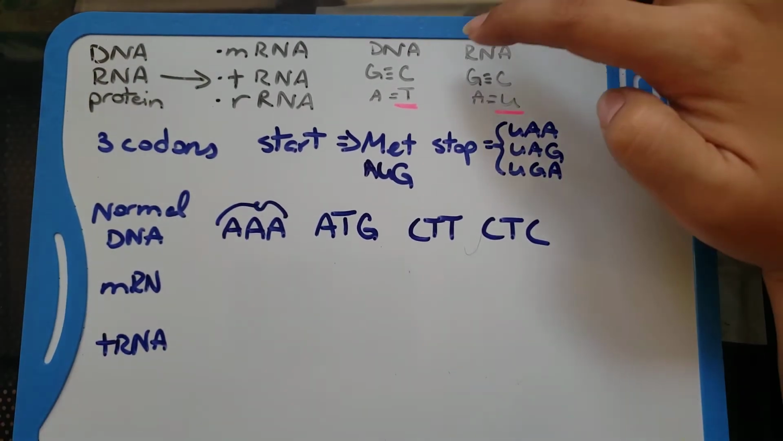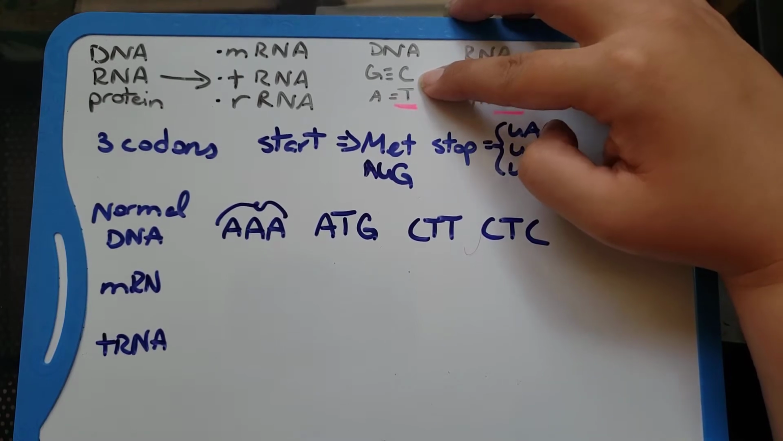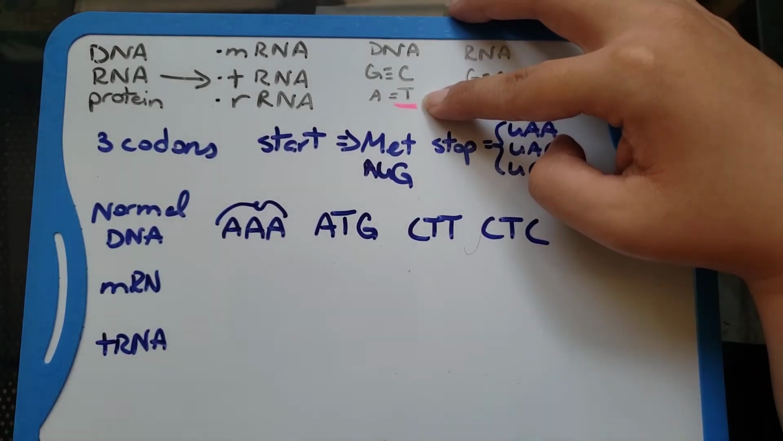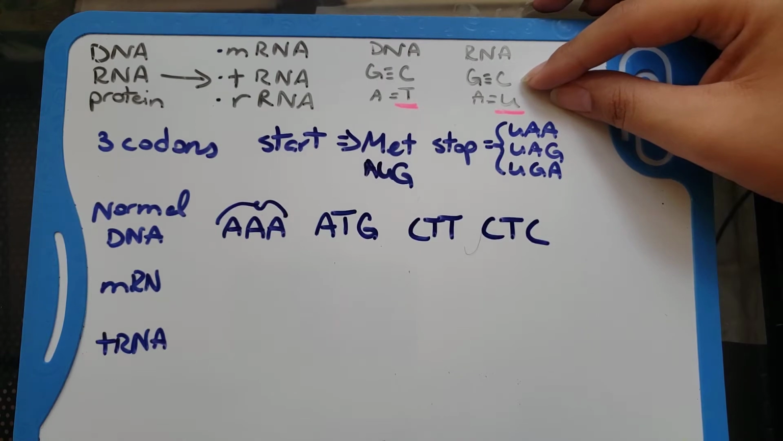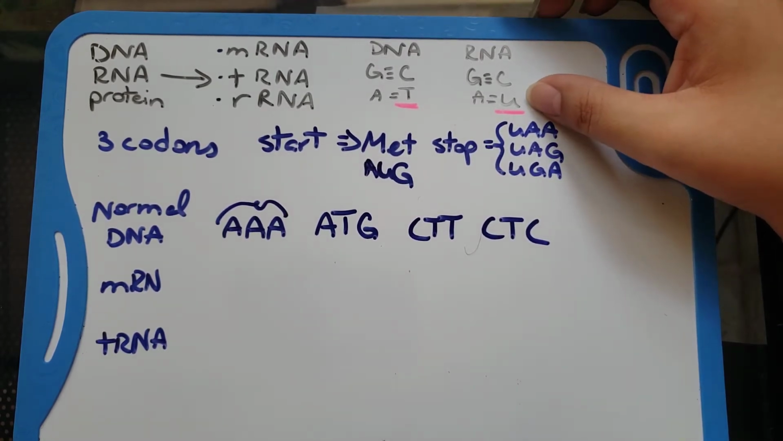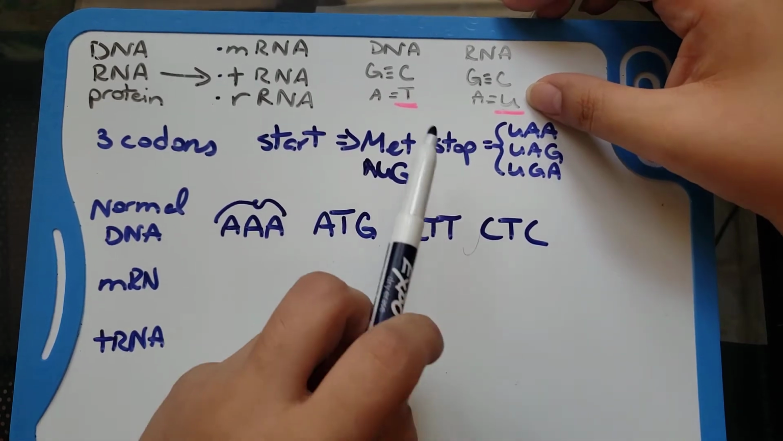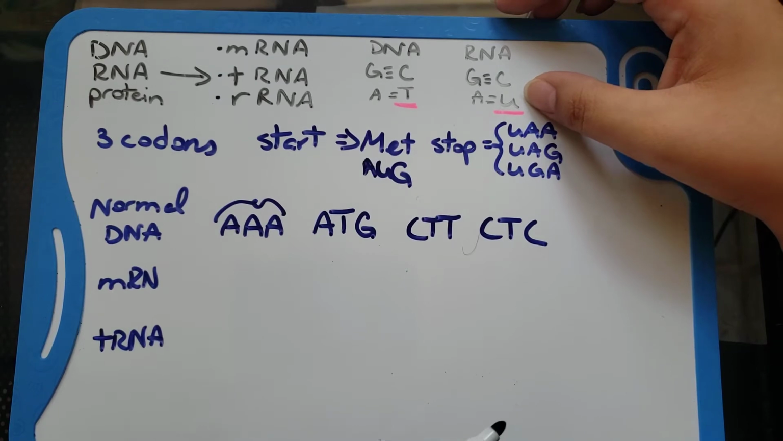So when you have DNA, you have guanine and cytosine with 3 hydrogen bonds. Then you have adenine and thymine with 2 hydrogen bonds. For RNA, guanine and cytosine have 3 hydrogen bonds, and adenine and uracil have 2 bonds. So for DNA, it's always going to be thymine. For RNA, it's always going to be uracil.